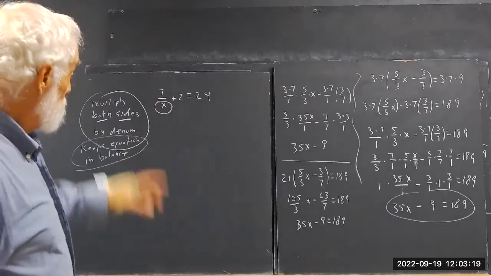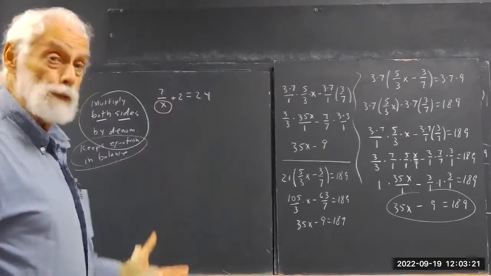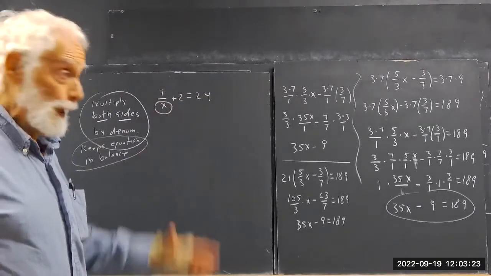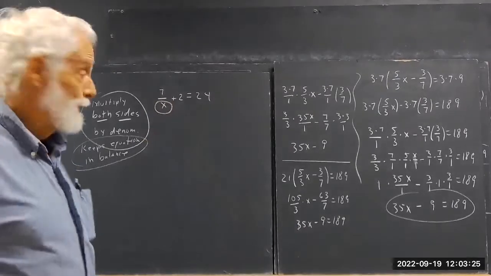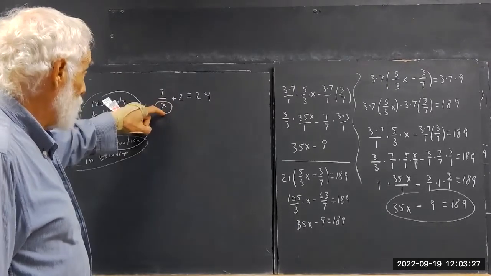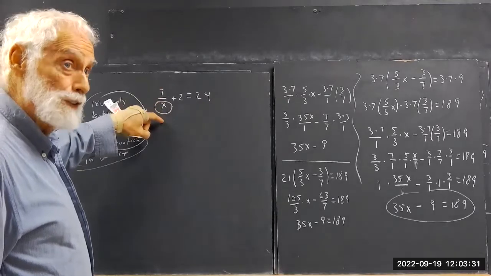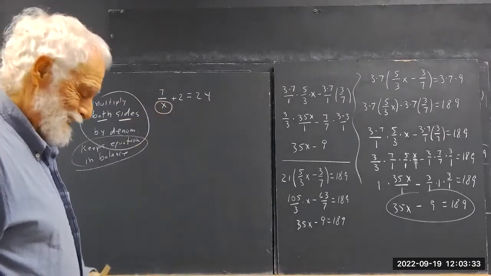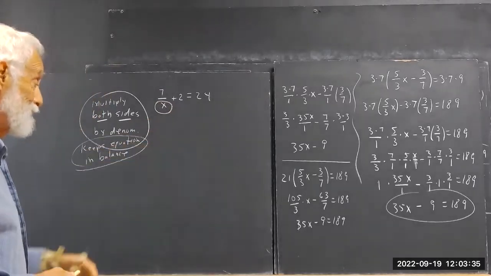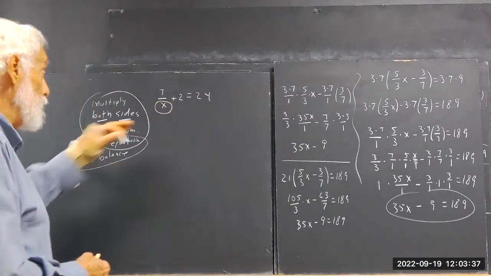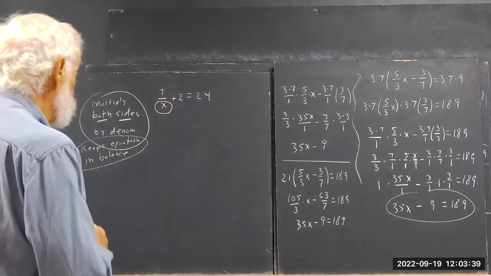Now, if I multiply both sides by 7, I'd still have a true equation. But x would still be in the denominator because 7 over 1 times 7 over x, okay, is 49 over 7x. X doesn't come out of the denominator that way. It does come out if you multiply both sides by x.